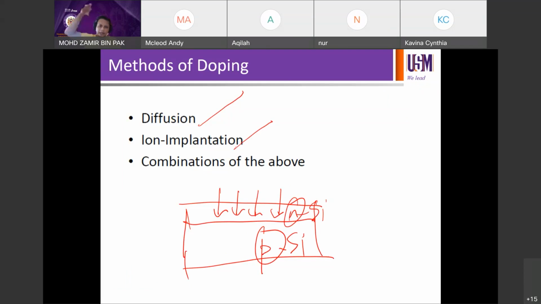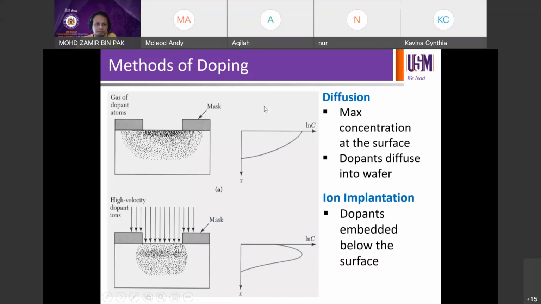You can also implant at high energy. As you will see later on, you can embed the impurities, the dopants, into the silicon at a specific depth in order to design your junction in a specific way. In the wafer fab, normally we use combinations of the above. In some layers we use diffusion, in other conditions we use implantation. So we combine both methods in order to realize the doping of the silicon at different levels, with different junction depths and architectures.